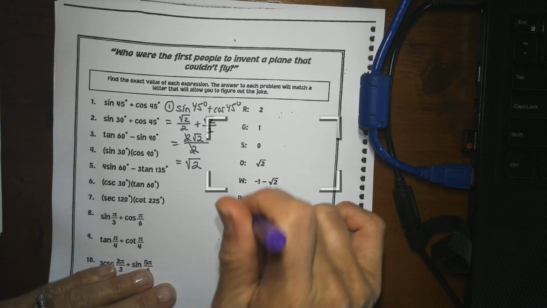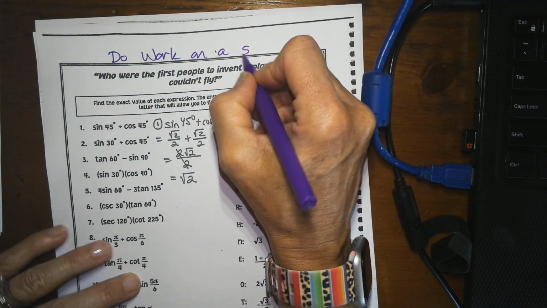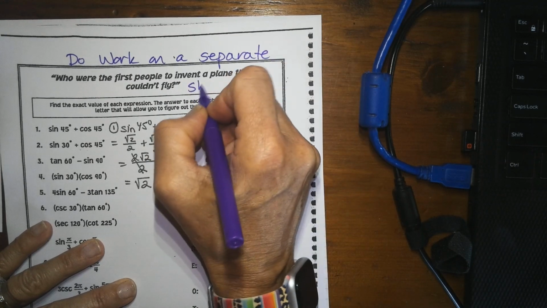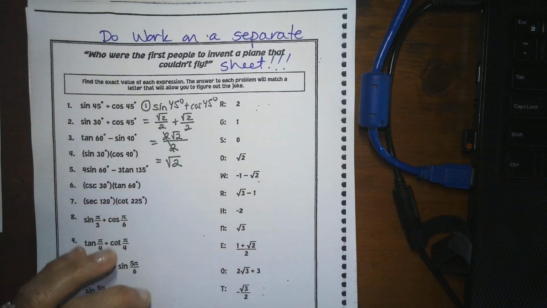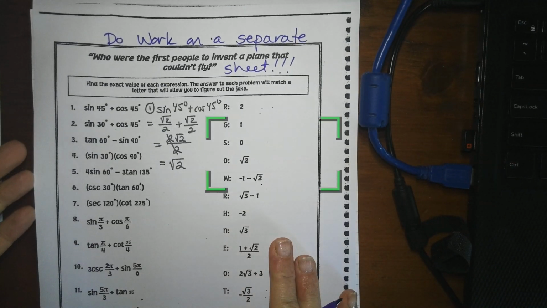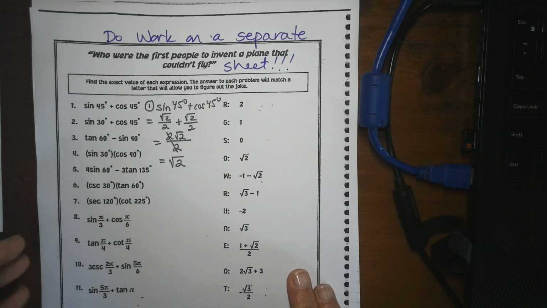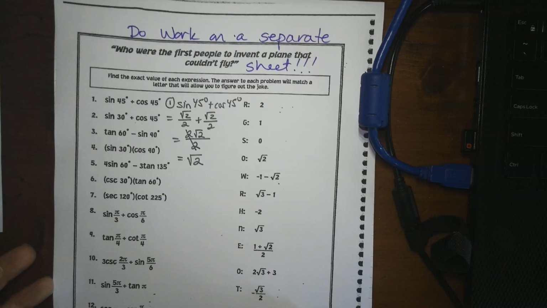And again, please do this on a separate sheet. Show all work for full credit. I'm just going to do number 1 with you, and you're going to try to figure all these out. Of course, your answers will match over here, and your answer down at the bottom should make sense to answer the question.